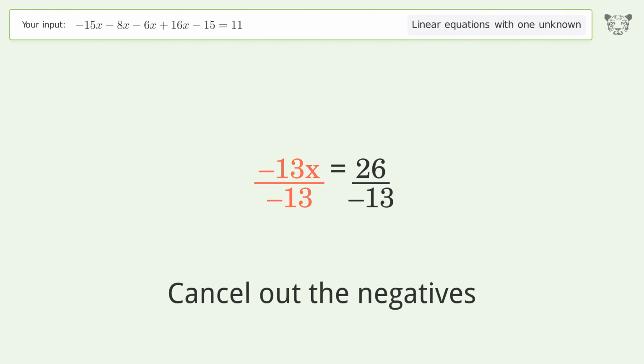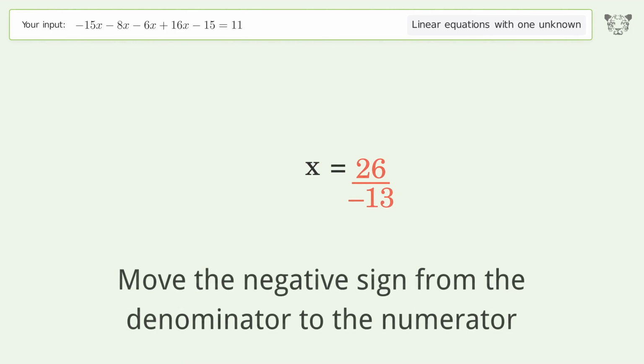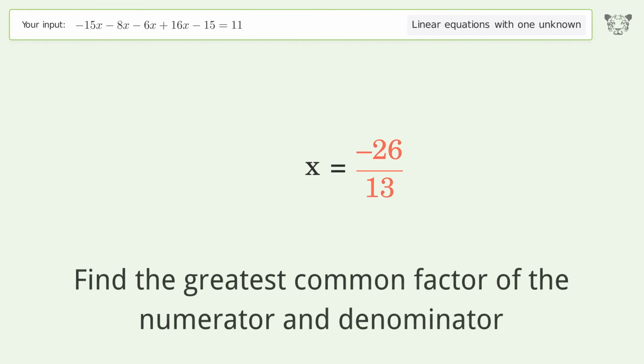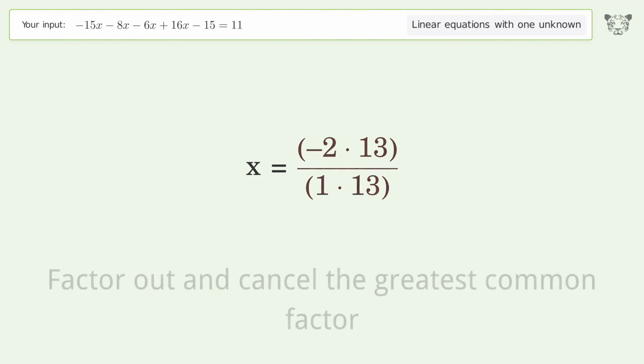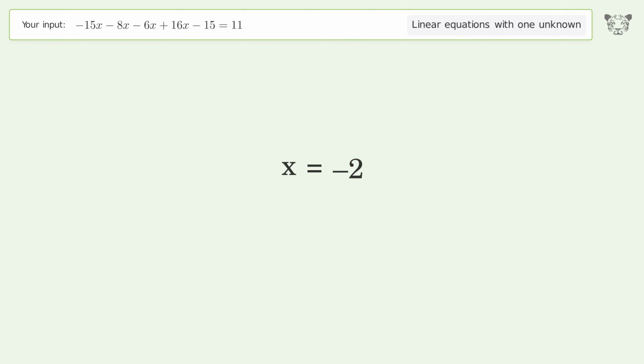Cancel out the negatives. Simplify the fraction. Move the negative sign from the denominator to the numerator. Find the greatest common factor of the numerator and denominator. Factor out and cancel the greatest common factor. And so the final result is x equals -2.